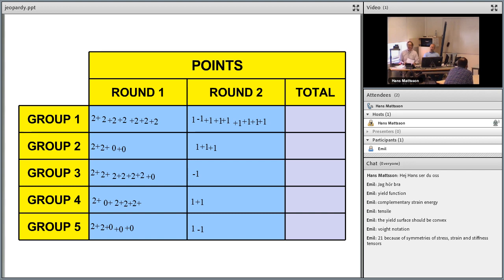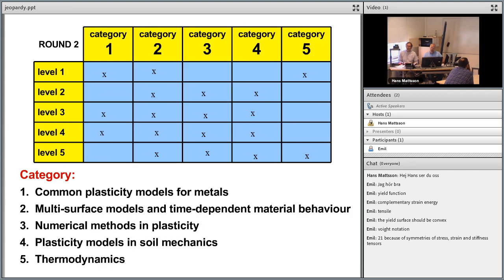I think I give you 1 point there. It feels like it can model cyclic loading, smooth elastic-plastic transitions, and it's a good answer. Yes, exactly. Good. 1 point. Choose.